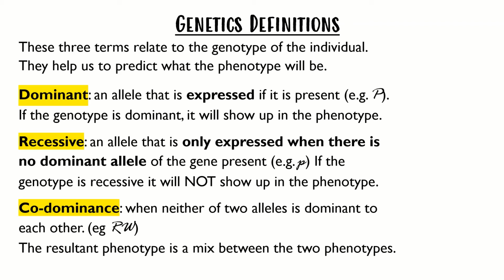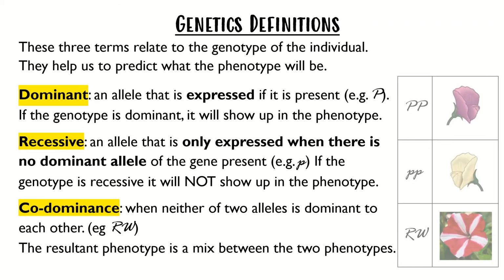And then a third term, codominance, when neither of the two alleles is dominant to each other. So in other words, when they codominate, you will see some of each of those. For example, in red and white flowers, that's the example I've used here, you might end up with a flower that has some red and some white in it.